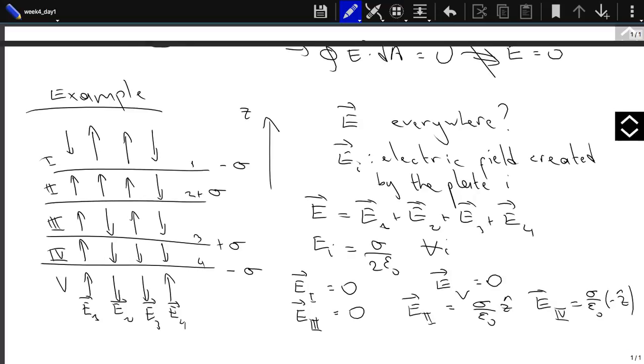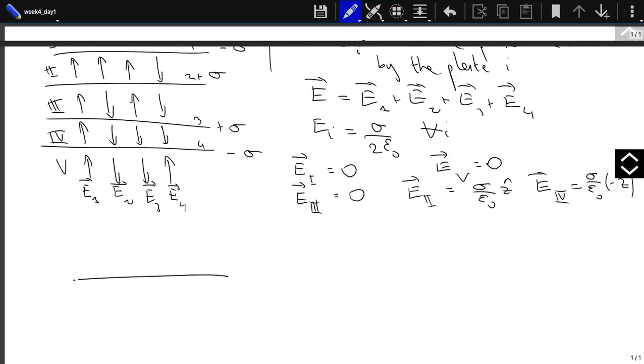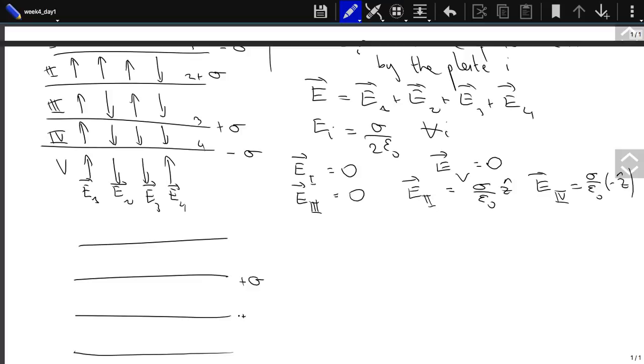So if we draw the electric field lines, this is plus sigma, minus sigma, minus sigma. The electric field lines are pointing upward in this region. They are pointing downward in the other region. Okay, this is just explicit calculation.